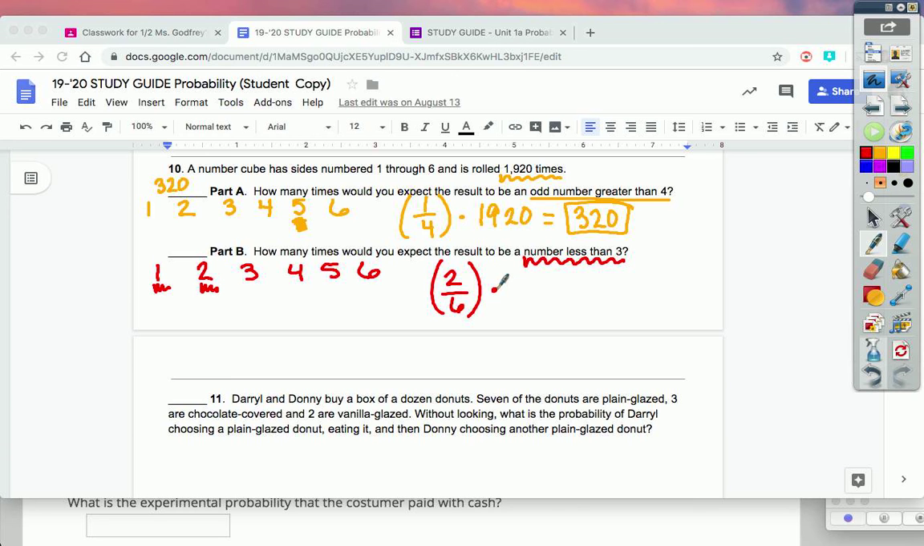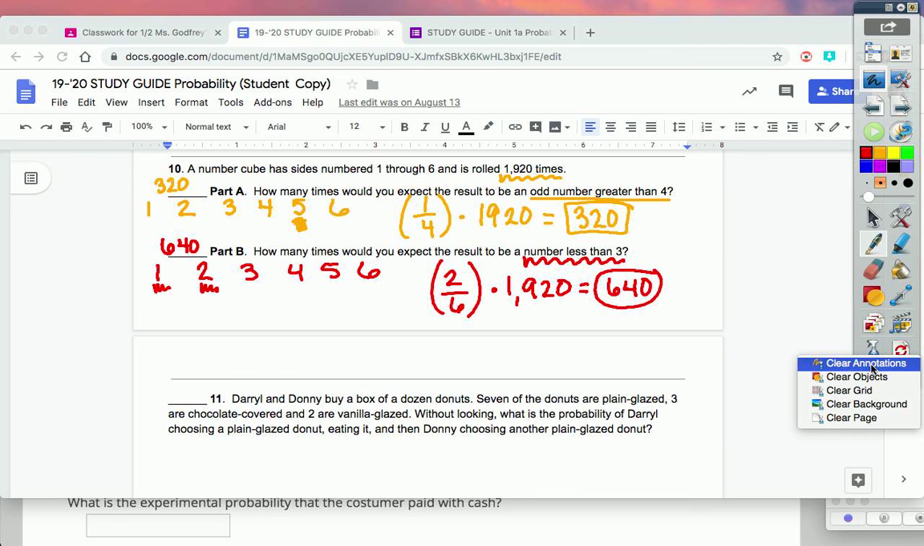That's our experimental probability. We're going to multiply by what we're looking for. If we rolled it 1,920 times, that will give us 640. We can expect that we will get a number less than 3, 640 times, if we were to roll this cube 1,920 times. Any questions here?